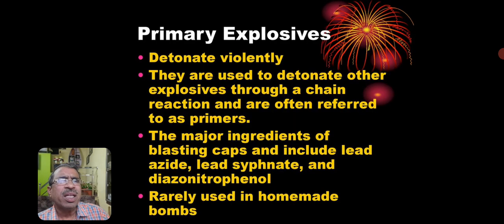So these are some of the properties of primary explosives. The primary explosives detonate violently. They are used to detonate other explosives through a chain reaction and are often referred to as primers. The major ingredients of blasting caps include lead azide, lead styphnate, and diazodinitrophenol. These are rarely used in homemade bombs.